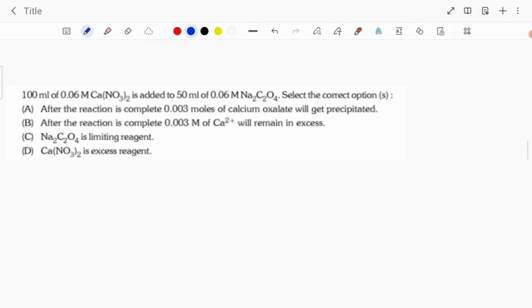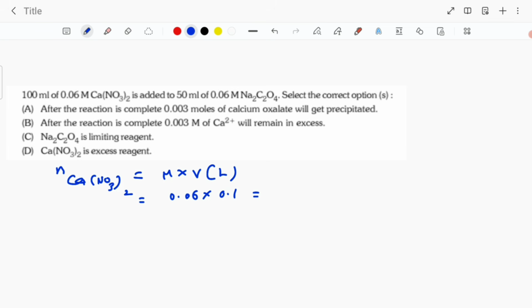Next, 100 ml of 0.06 molar calcium nitrate is added to 50 ml of 0.06 Na2C2O4. Select the correct options. So first you calculate the number of moles of calcium nitrate. How will you get it? Molarity into volume, and volume we have to take in liters. So molarity is 0.06 and volume is 0.1 liter.